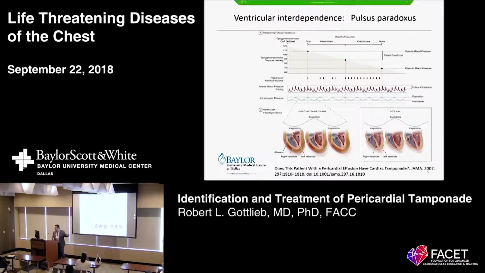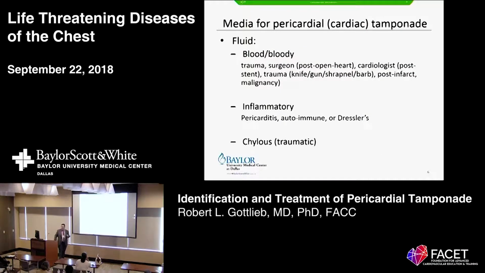So that's pulsus paradoxus. So what can cause pericardial tamponade? Well, fluid can do it, and I'd classify it according to a very simple algorithm of is it blood or is it not blood. So bloody, or malignant. If it's actually blood, check right on it. And malignancy is not blood, but it just happens to look like it.